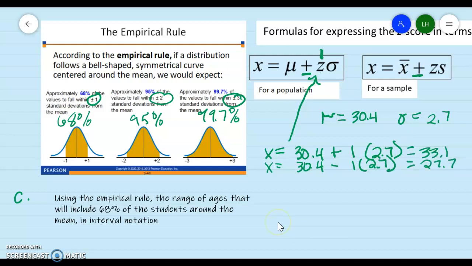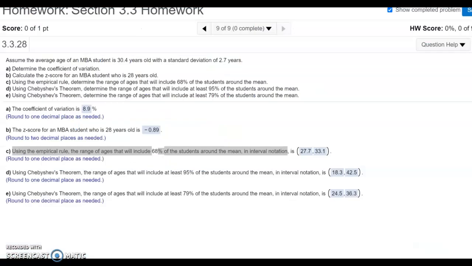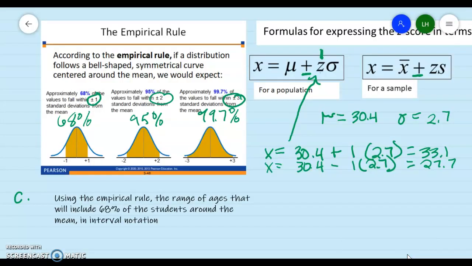Okay, and we're going to write these in interval notation because we want to know the interval of what numbers they're going to fall in between. So the way you would write that is you would put 27.7, which is going to be on the left side of the mean, and 33.1, which would be on the right side of the mean. So what that means is 68% of our values would range between 27.7 up to 33.1.